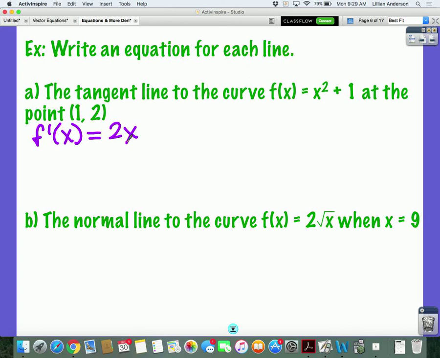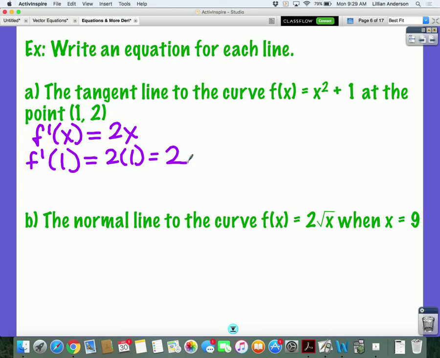2x. That right there is the rule to find the slope of any tangent line at any point. But we're looking for this specific point, 1, 2. So from here, we're going to plug in the x value to figure out what's the slope exactly at that point, 1, 2. When we plug it in, we get the value 2. That right there is the slope of the tangent line.